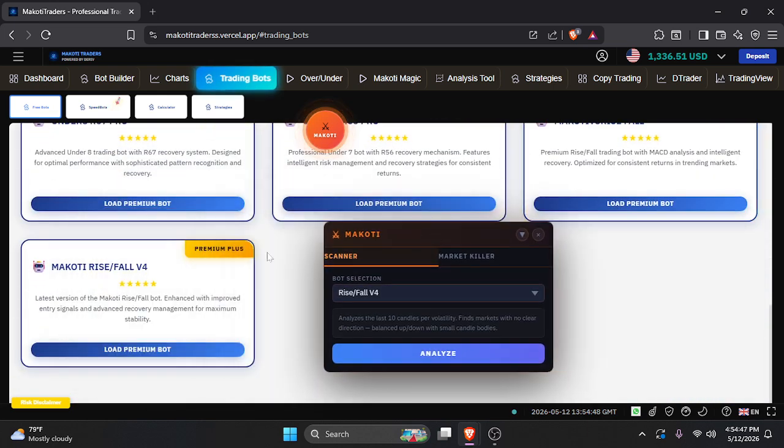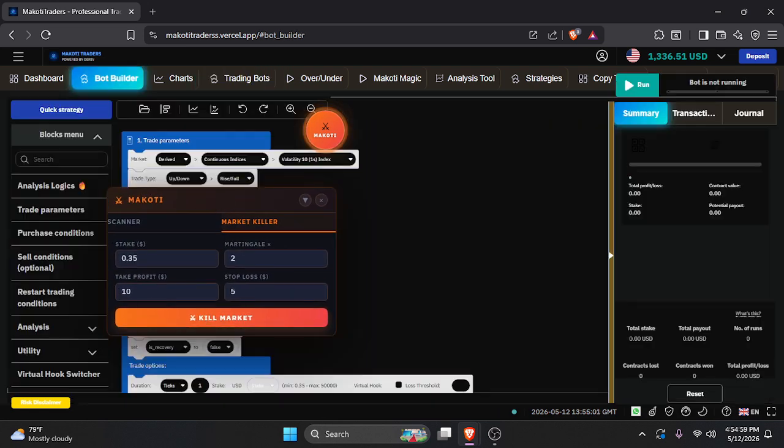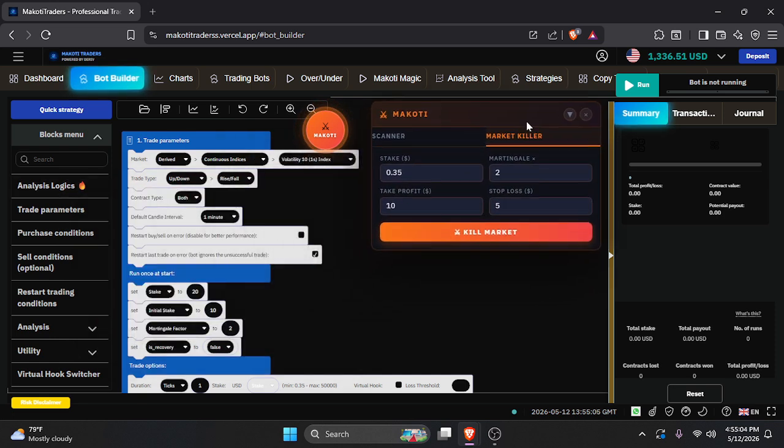So this is the rise and fall version 4. You scan and then use the volatility, but we are not going to use that one. I used that one in the last video, so I'm going to use this market killer. So let me put it here.